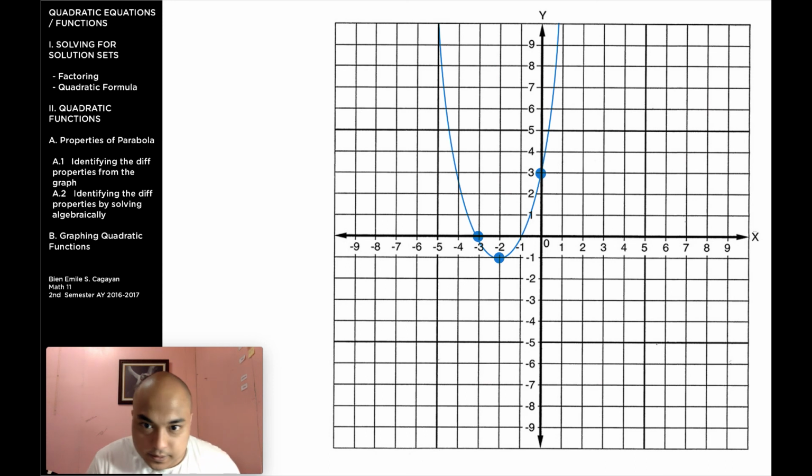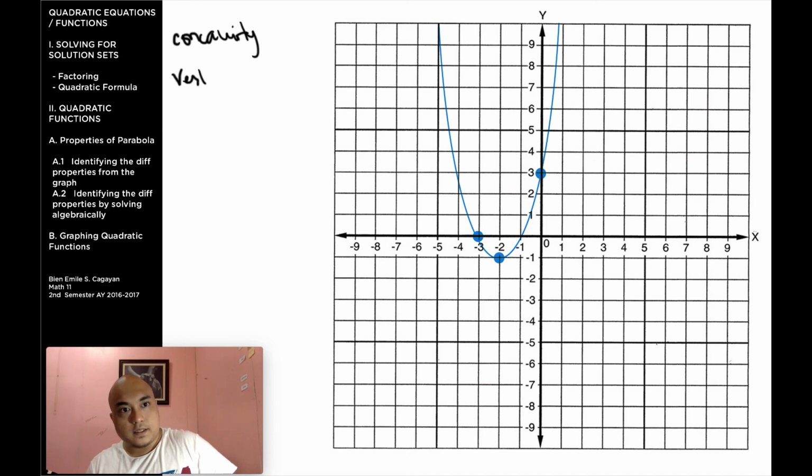Another example is this parabola. Again, list down its properties: concavity, its vertex, its axis of symmetry, its domain, its range, the y-intercept, and the x-intercept.